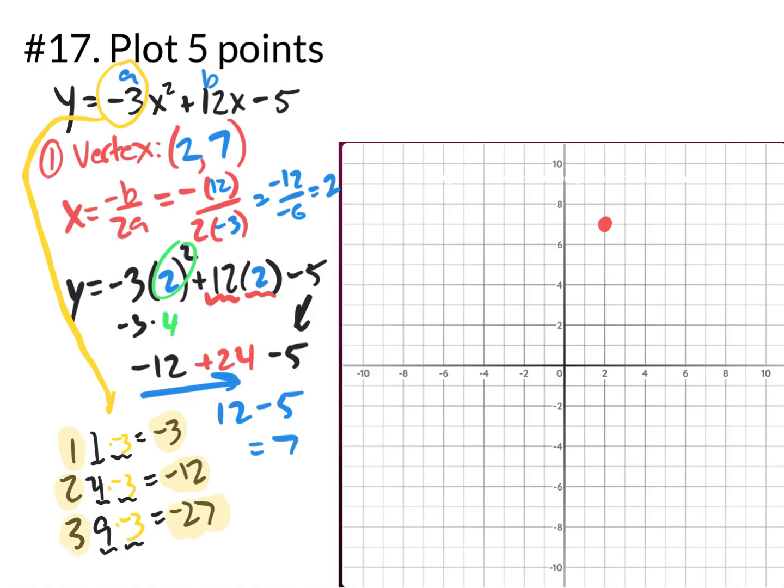But we're not going to use that one because you only have a 10 by 10 graph. You're going to be way off the graph if you go 27 down. So let's go through and go 1 to the side, 3 down, 1, 2, 3 down, put a dot right there.